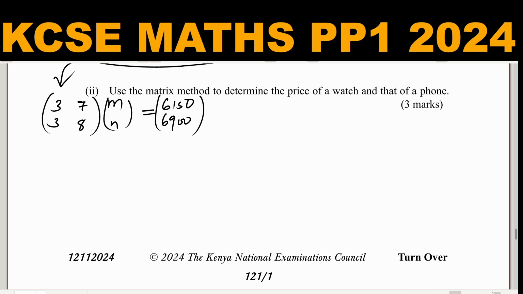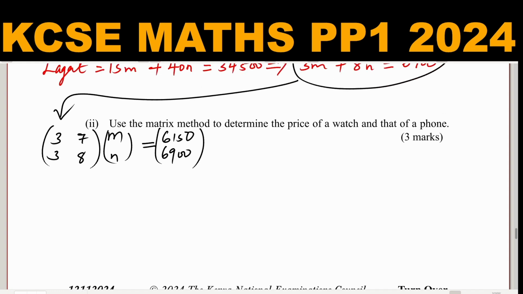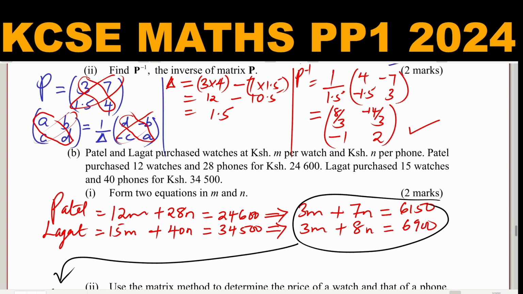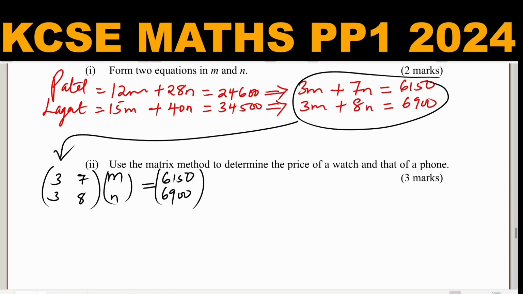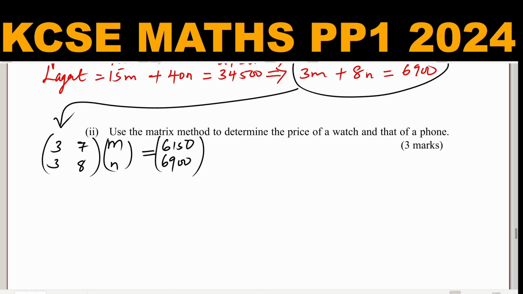So the first thing is to get the inverse of this matrix, 3 7 3 8. We start by getting the determinant of this matrix. The determinant is 3 multiplied by 8 subtract 7 multiplied by 3, and this will give 24 subtract 21, that will give 3.